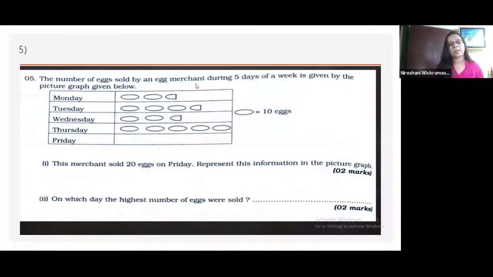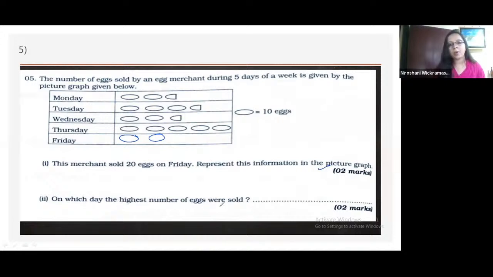Next one. Data representation, right? That is easy. The number of eggs sold by an egg merchant during 5 days of a week is given by the picture graph given below. One oval representing 10 eggs. This merchant sold 20 eggs on Friday. Represent this information in the picture graph. Yes, one oval representing 10 eggs, so you have to draw 2 ovals here. Then for this you are getting 2 marks.